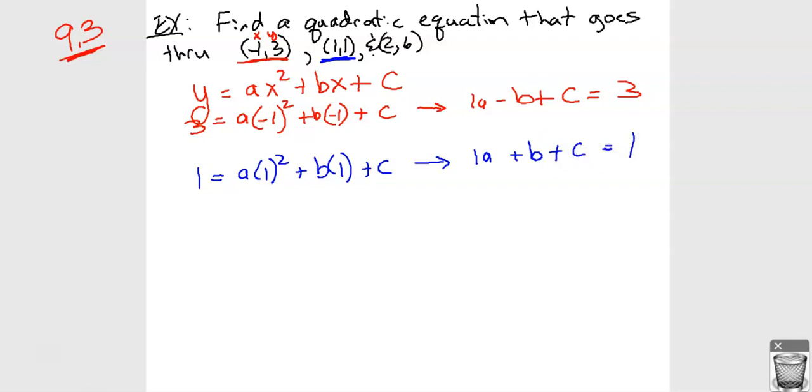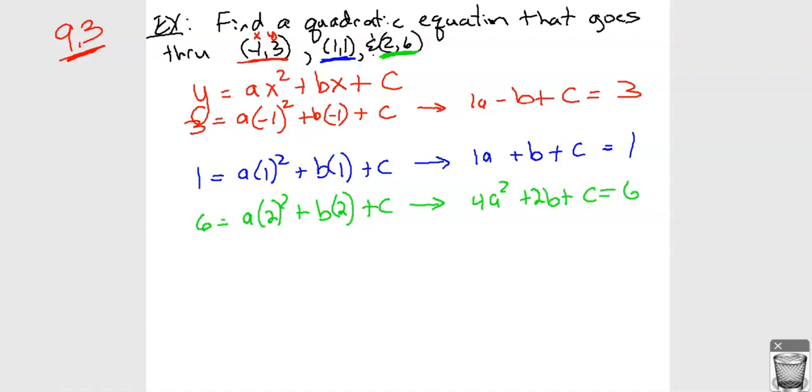And if I plug in the third point, I have 6 equals a times 2 squared plus b times 2 plus c. So this equation becomes 4a plus 2b plus c equals 6. So once I've done that, notice I have a system of equations that I need to solve for. And I'm going to go through the process of solving that system of equations. So I'm going to erase all this stuff just because I need some space.